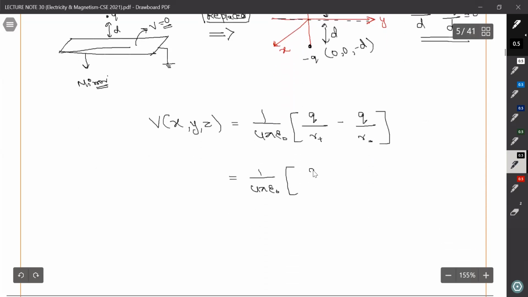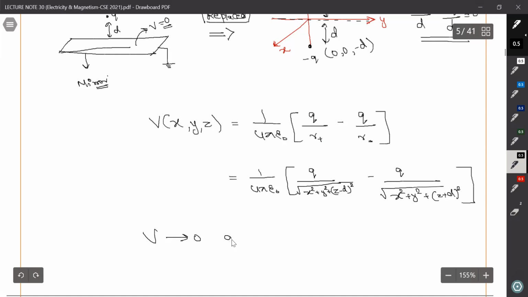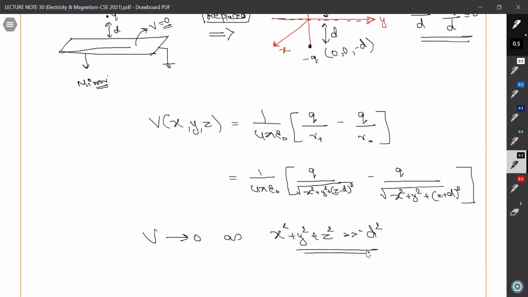So it can be simply written as q upon root under x square plus y square plus z minus d whole square, minus q upon root under x square plus y square plus z plus d whole square, right? Here also V tends to 0 as x square plus y square plus z square is much greater than d square, at infinite distance, right? So it is satisfying both conditions.